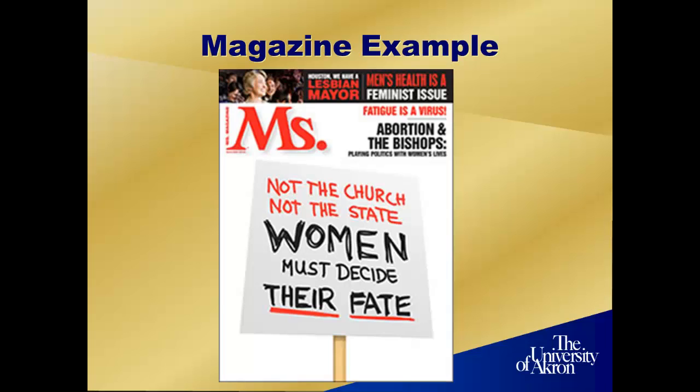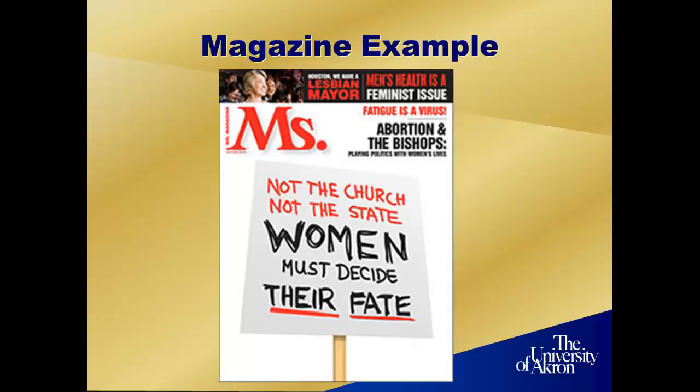Ms. Magazine is a popular periodical that focuses on women's issues, typically from a liberal, feminist standpoint. Some red flags that should jump out at you from this cover are the strong, loaded language, such as "women must decide their fate." Most of the words are capitalized, some words are underlined, especially the stronger words like fate, and the contrasting use of colors is designed to draw attention to the words and increase their emphasis. It is likely that the cover was designed to get people to take action in favor of supporting women's rights issues, such as abortion.